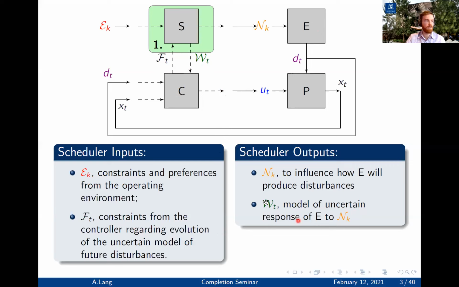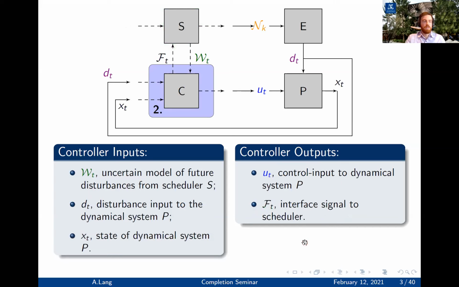So as an example, this WT could represent a tube of all the possible realizations of the disturbance relative to some nominal. So the controller receives this uncertain model of future disturbances from the scheduler as an input, along with a real-time measurement of the current disturbance input, which we're assuming is going to be measured in this context, and a real-time measurement of the current state of the system.